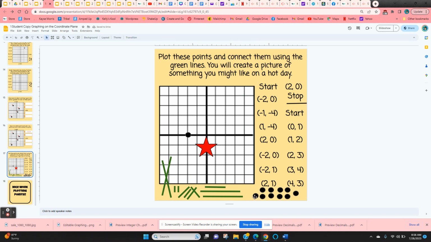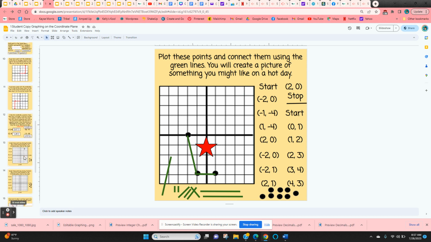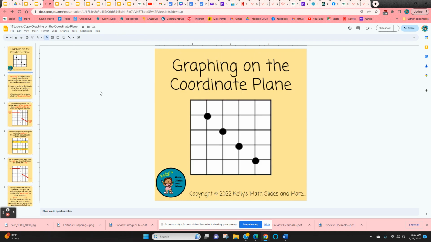The second point is negative 1, negative 4. That will be here. So they're going to have to find one of these lines that connect the 2 points. And this is the only one that works. I'm going to move that line. And then the next point would be 1, negative 4. Connect those 2 points, and so on. And when they get done, if they've done it correctly, they will have a picture of something they might like on a hot day. So that is the lesson, plotting points, graphing on the coordinate plane.